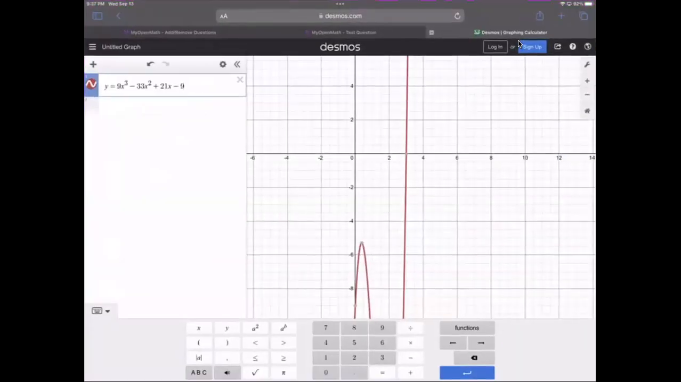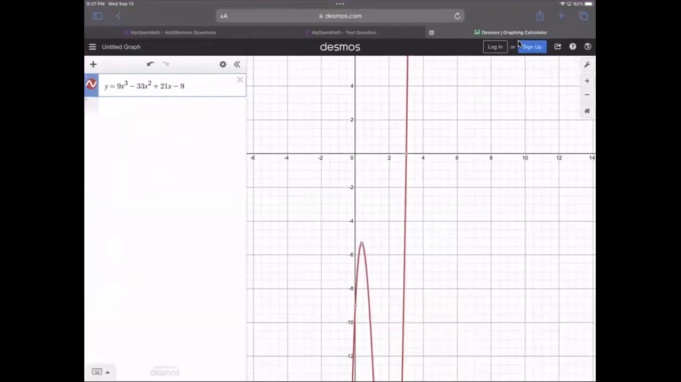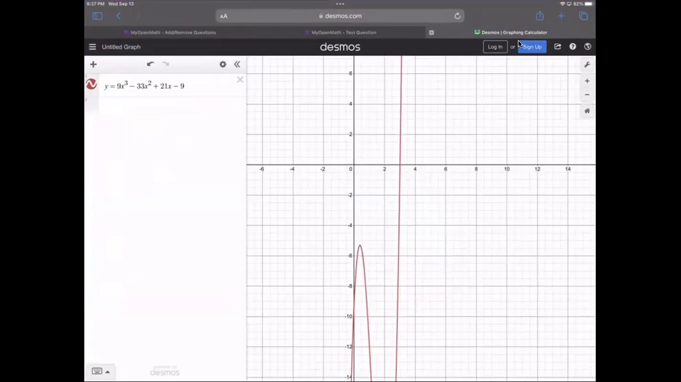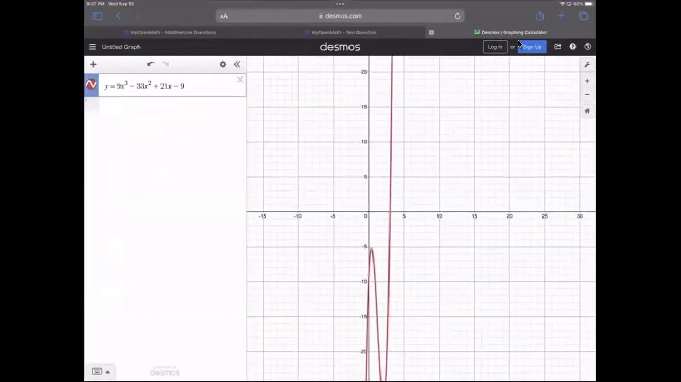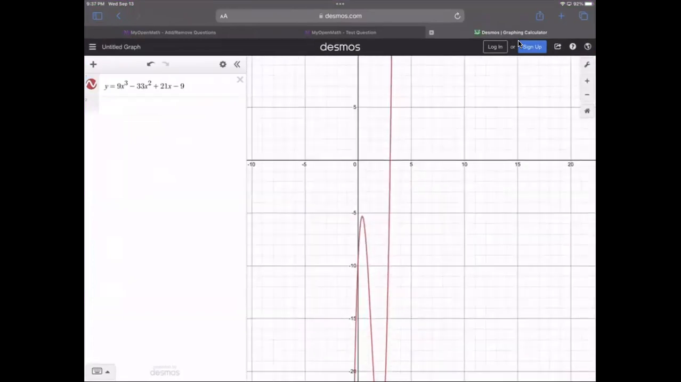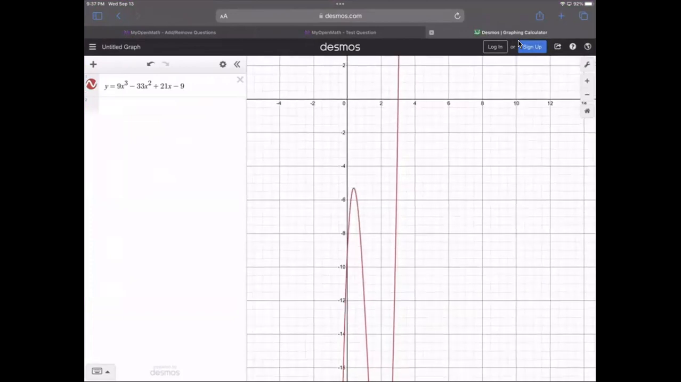So here it is. I went ahead and graphed it already for you. So there's our function, same function, right? 9x cubed minus 33x squared plus 21x minus 9. There it is graphed on desmos.com, graphing system. And you can see, if I move it a little bit like this, it only hits the x-axis one time, doesn't it? See, and where does it hit? Right there at 3, like they told us. It only hits the x-axis at 3.